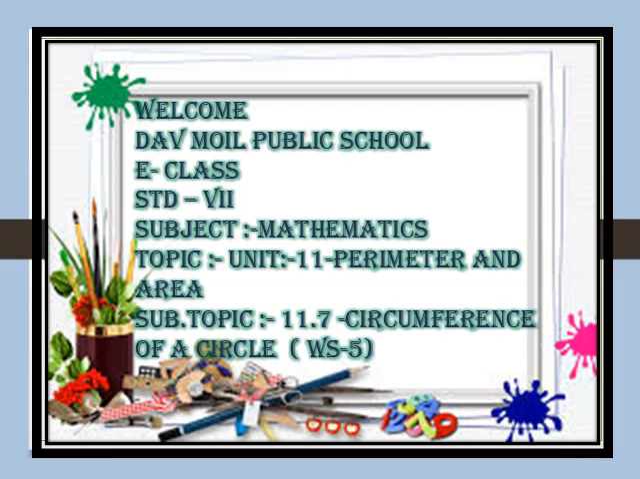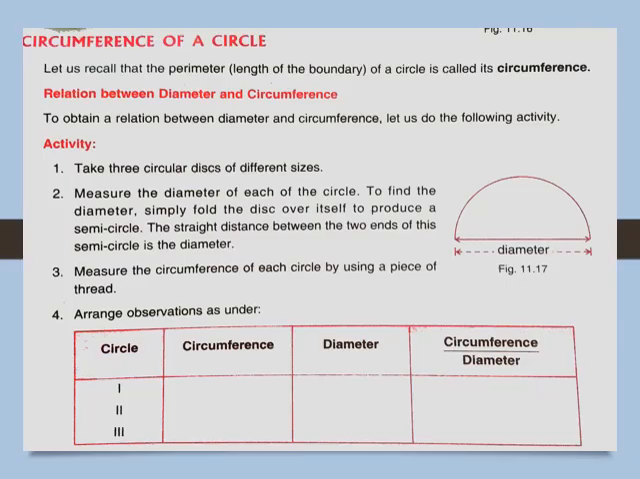It is worksheet 5. So let's see how to find and what is the formula for finding out the circumference of a circle. See here, perimeter, the length of the boundary of a circle is called its circumference. Now there is some relation between diameter and circumference. So let's do an activity to find out the relation between diameter and circumference.